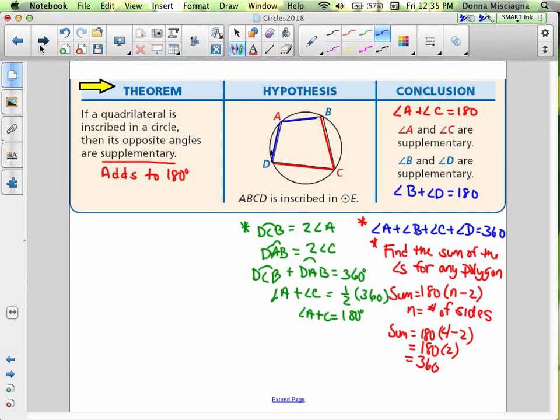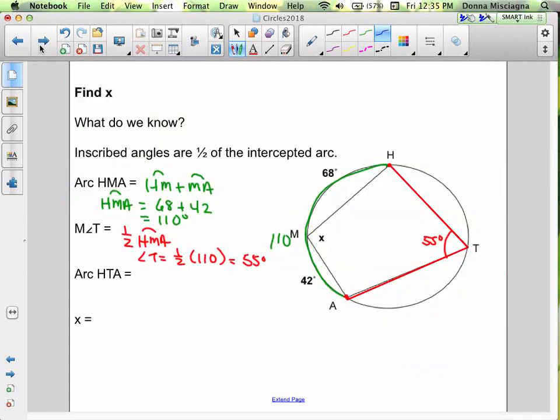So angle M, or T, which one? I forgot the name of the angles. I'll have to wait till it turns the page. Yes, angle M and angle T. Angle M and angle T, right, are opposite angles of an inscribed quadrilateral. So that means together angle M and angle T should equal 180 degrees. Let's test that out by first finding the measure of angle HTA.